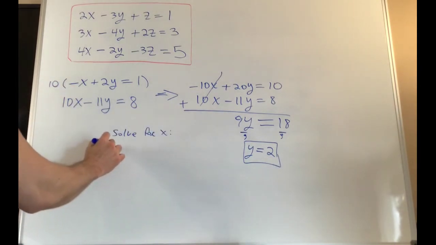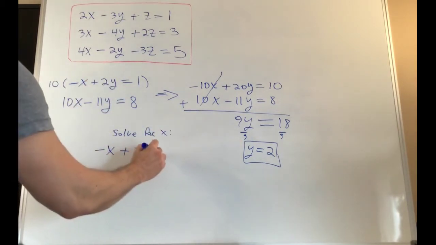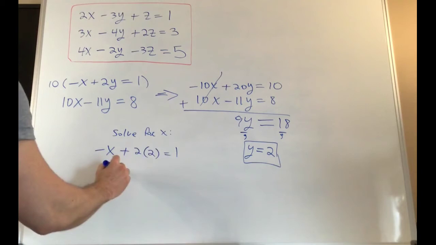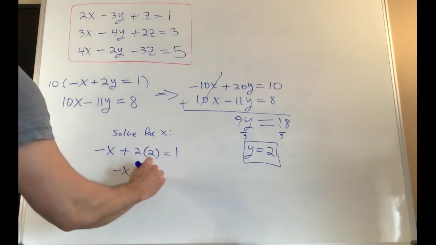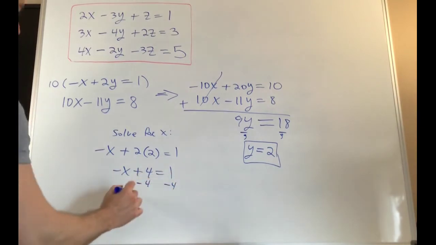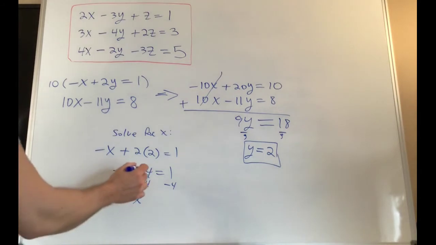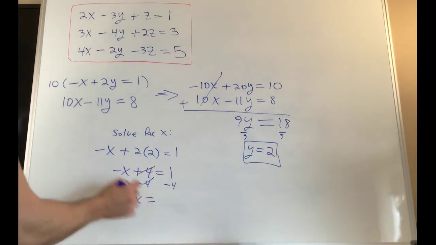Take this one. Replace the y with a 2. That's what I just figured out. Subtract 4. Ooh, this is going to get tricky. Negative x. Negative x. Don't lose your sign. Those crossed out, right? Letter on the left, number on the right.